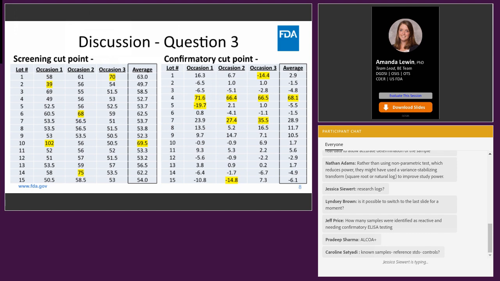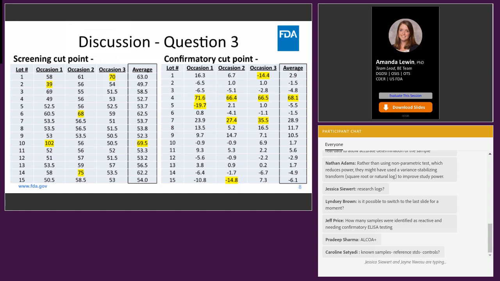So here I have some sample data. It's only 15 lots. It's not the complete data set. On the left, you can see your screening data. The right is confirmatory. So for the screening, these are raw ECL values. Confirmatory, these are just percent inhibitions.